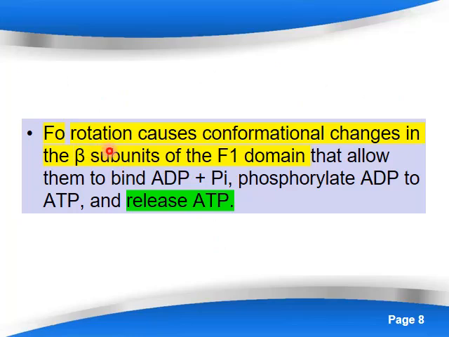F0 rotation causes conformational changes in the beta subunit of the F1 domain. This allows ADP to bind to phosphate, forming ATP. This is the formation of phosphorylation. So we couple oxidation with the pumping of protons to activation of ATP synthase in the F1 domain in complex 5 to form ATP by phosphorylation.